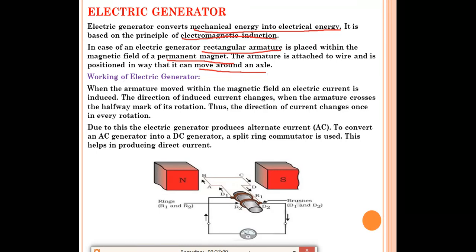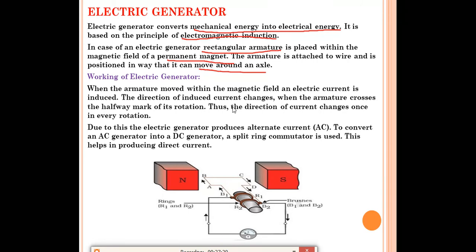Working of the electric generator. You can see in the diagram, this is the north pole and the south pole. Some split rings are also present, and brushes are also present. These are called the split rings, and these are called the brushes. When the armature moves within the magnetic field, an electric current is induced. The direction of induced current changes when the armature crosses the halfway mark of its rotation. Thus, the direction of current changes once in every rotation.